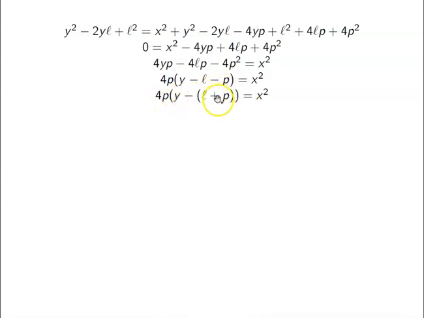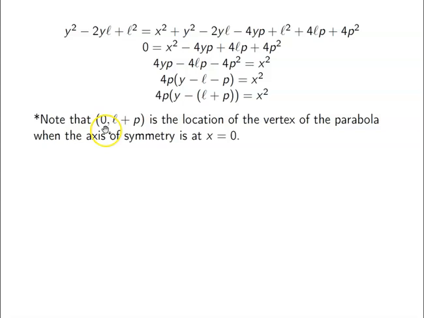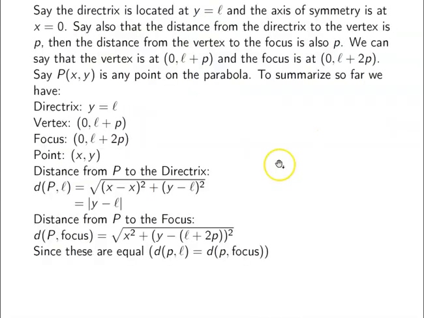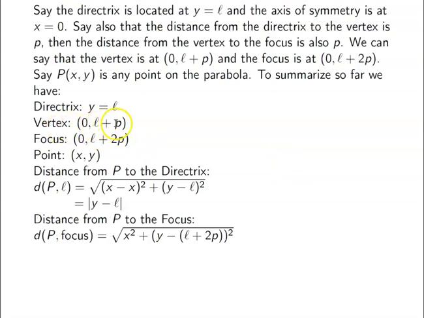p)). And this l plus p, if you notice, is how much I shifted the entire system up, or down, right? Because I said my directrix starts at y equals l, and then I move up by p to get to my vertex. So this is actually the location of the vertex. So this is basically my upshift, right? 4p and then y minus however much I shifted up equals x squared. So note that this l plus p is the location of the vertex. So vertex, (0, l plus p).